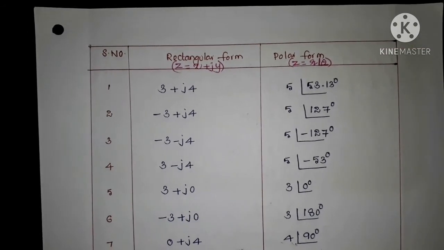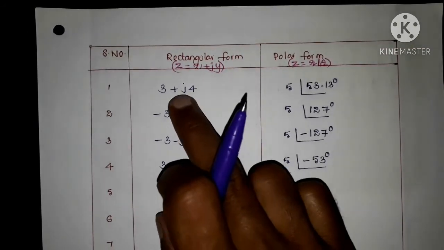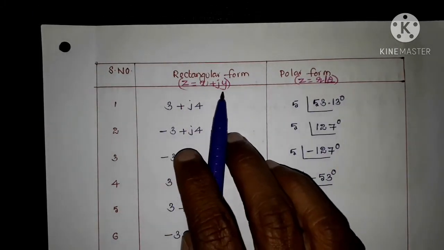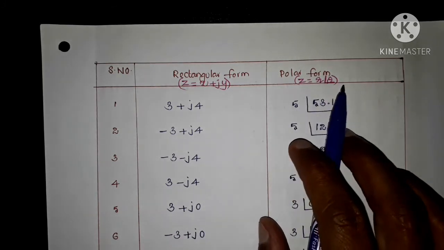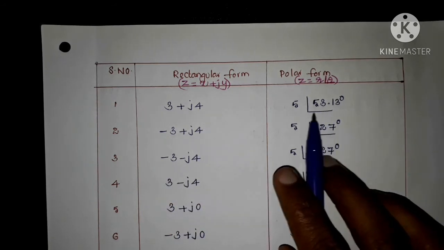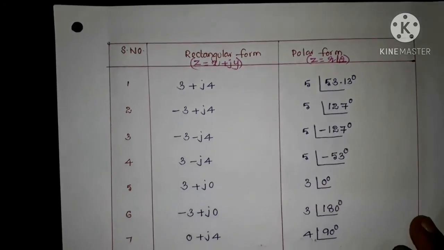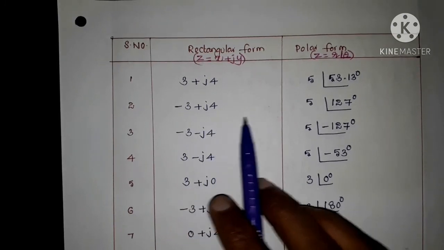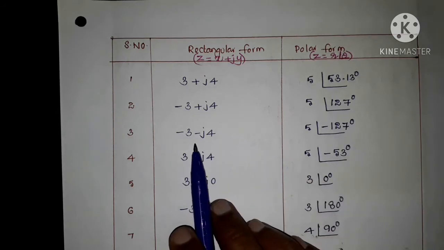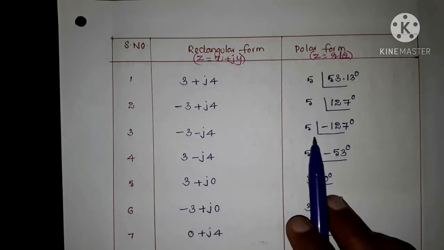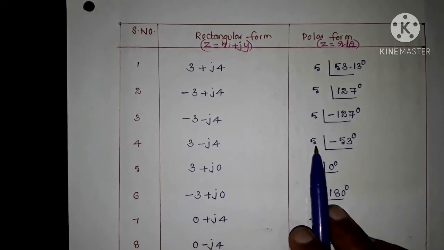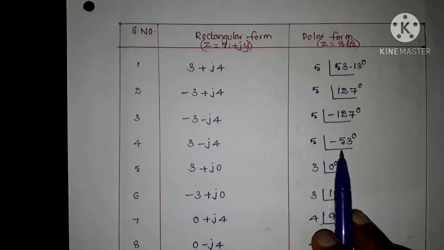So if we summarize whatever we discussed, here are the rectangular form and polar form. Rectangular form means z equals x plus jy and polar form means z equals r at an angle of theta. So 3 plus j4 is the rectangular form and its equivalent polar form is 5 at an angle of 53.13. If minus 3 plus j4 is the rectangular form, its equivalent polar form is 5 at an angle of 127 degrees. If minus 3 minus j4 is in rectangular form, it is 5 at an angle of minus 127 degrees. If 3 minus j4 is the rectangular form, its equivalent polar form is 5 at an angle of minus 53.